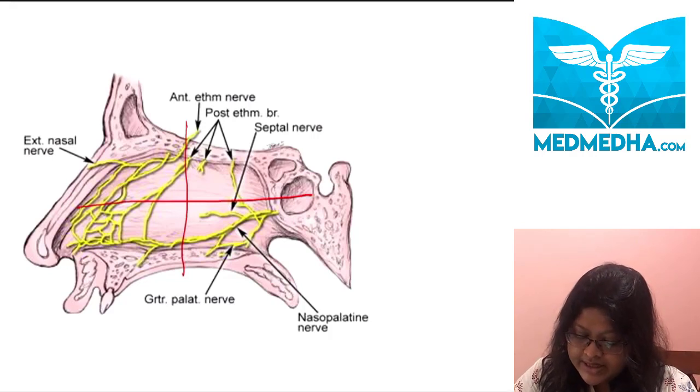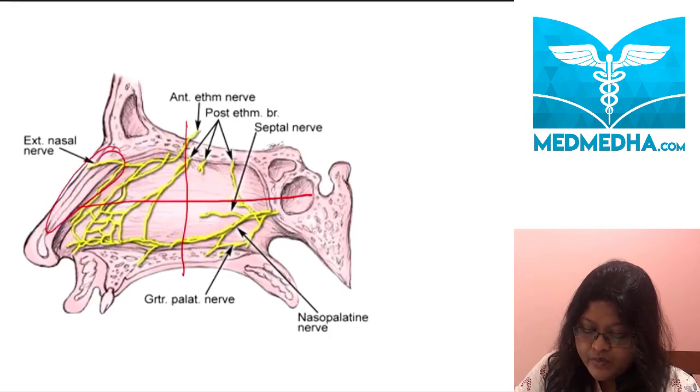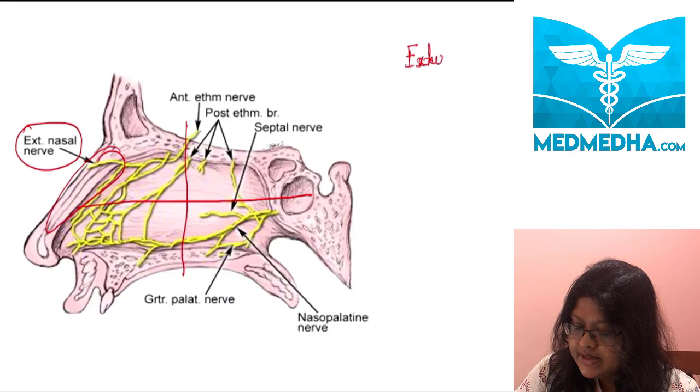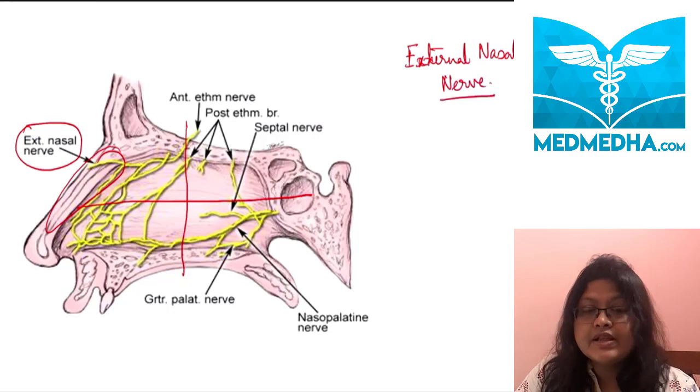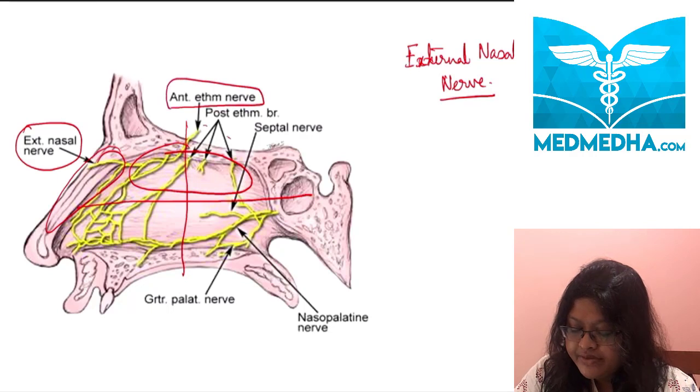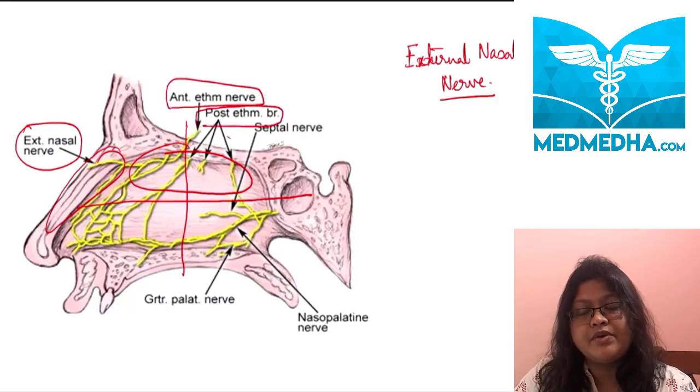So here in the anterior part we have the external nasal nerve supplying the anterior part, and then in the superior part of the nasal septum it is the anterior ethmoidal nerve and the posterior ethmoidal branch.